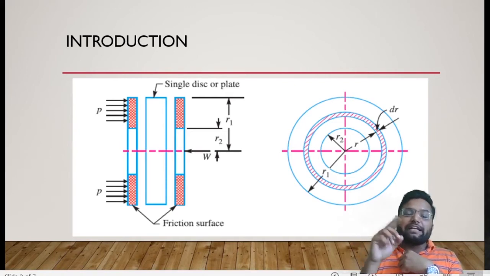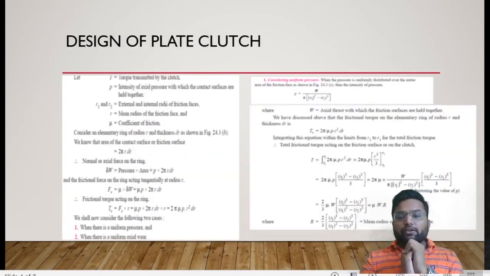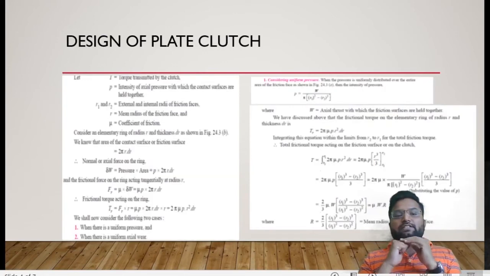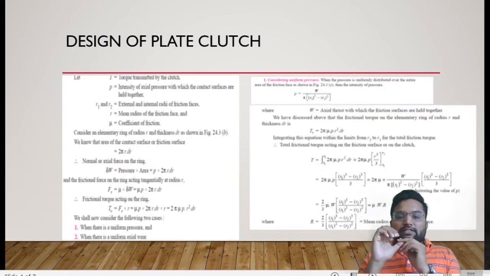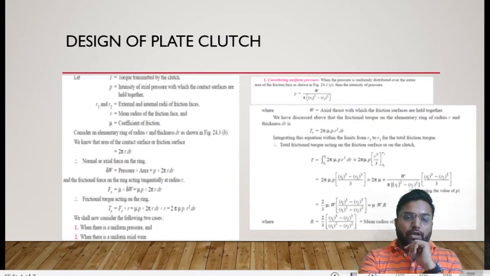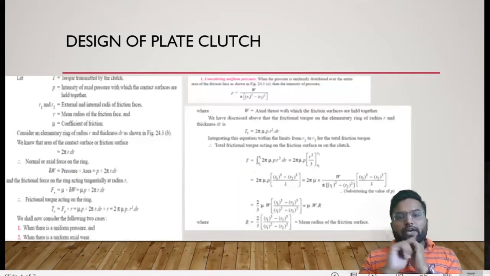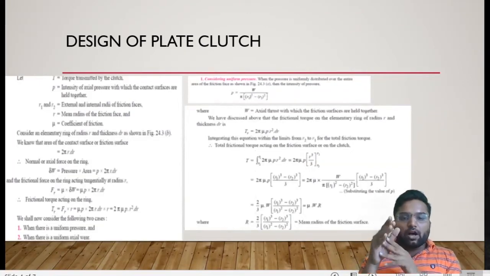Okay, and then we will integrate throughout the surface to find effective torque and ultimately effective radius. So here you can see that the first theory is our design of a plate clutch, so here we can see the design of a plate clutch from uniform pressure theory.